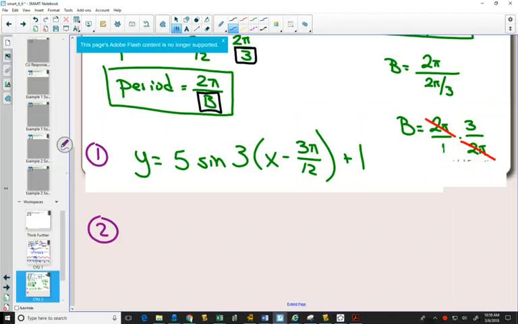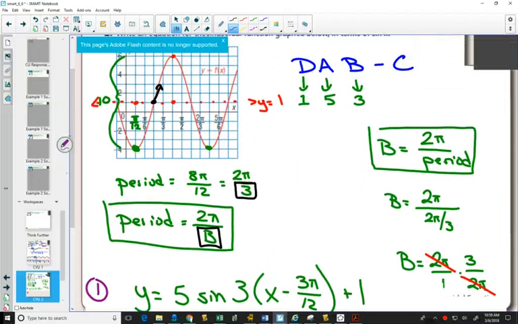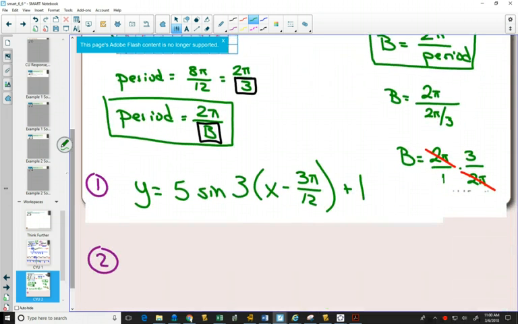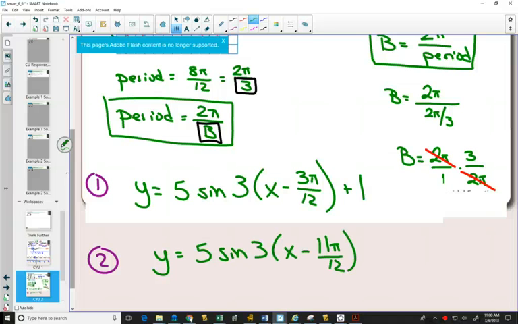You could write another equation, because if I looked at my graph, I could have chosen that point as starting on the center line going up. But then if I count 1, 2, 3, 4, 5, 6, 7, 8, 9, 10, 11, that equation would be exactly the same with a shift of 11 pi over 12 to the right.